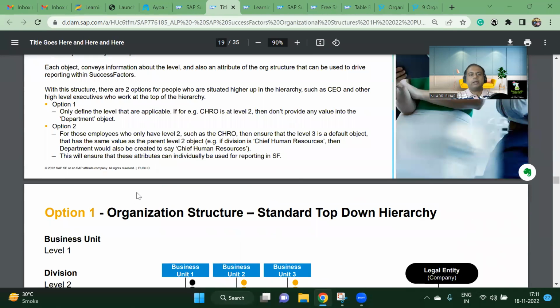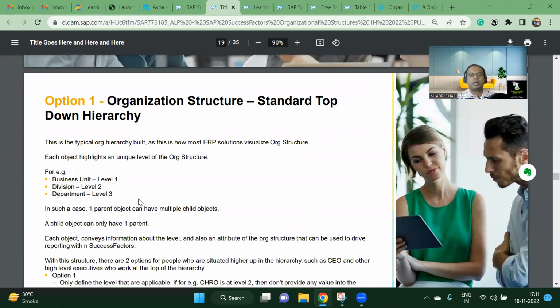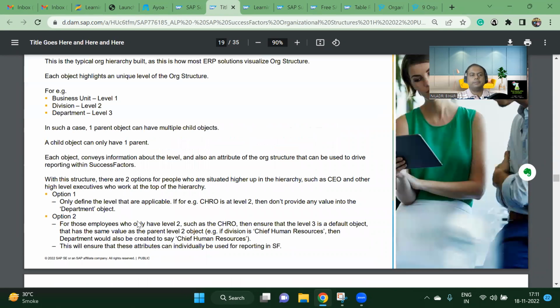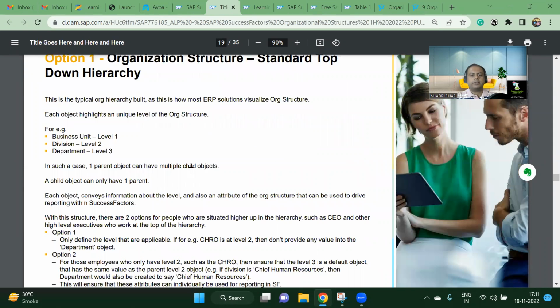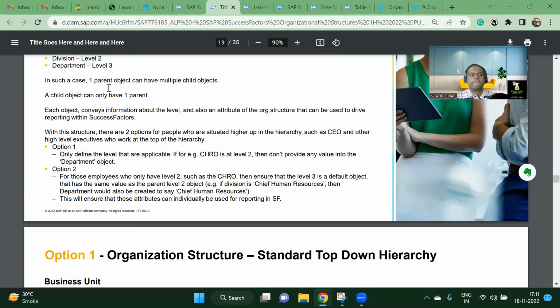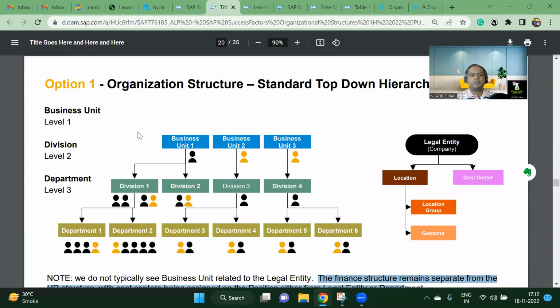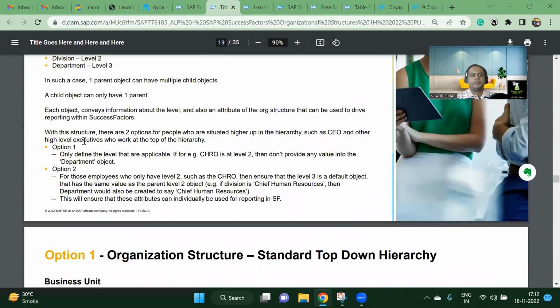Then what does it say in this org structure, standard top-down hierarchy? Most ERP solutions look this way: business unit, division, and department, right? In such a case, one parent object can have multiple child objects. So here is a parent-child relationship. There's a parent at the top, and these are the different child entities. In this case, business unit can be the parent, and below that we have divisions as children.